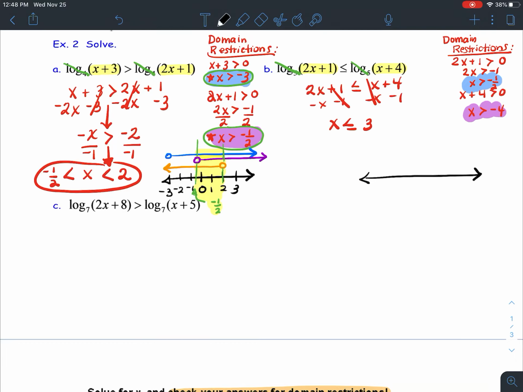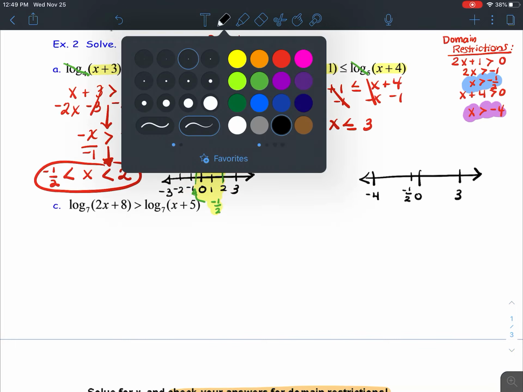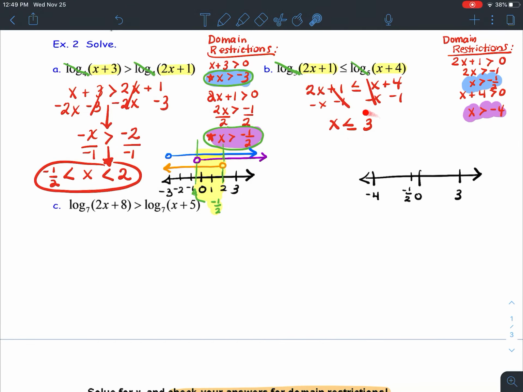So I'm going to make a number line. I like to look at what my numbers are. Here's 3, here's -4, here's -1/2. It gives you a sense of what you need to be putting on your number line here. And I'll just mark that that's -1/2. I'll just put those numbers on.